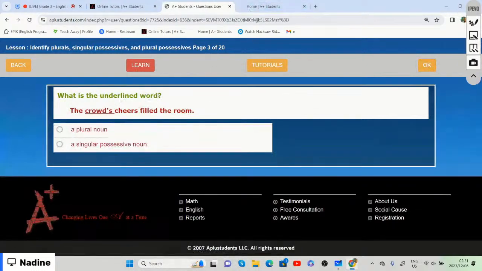And it says, what is the underlined word? The crowd's cheers filled the room. So which means that the cheers of the crowd filled the room. Is that a plural noun or a singular possessive noun? Look at the apostrophe that's there. Remember, a plural noun does not have an apostrophe and an S, it only has an S. Whereas possessive nouns, whether singular possessive or plural possessive, have the apostrophe and the S.